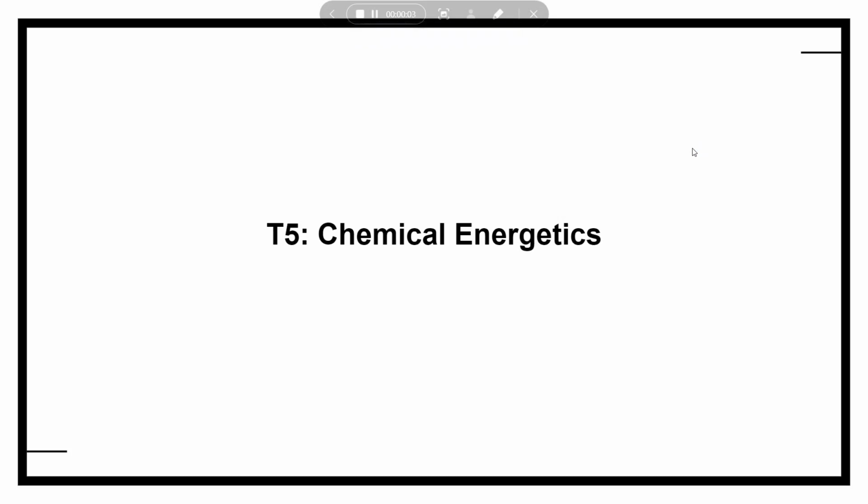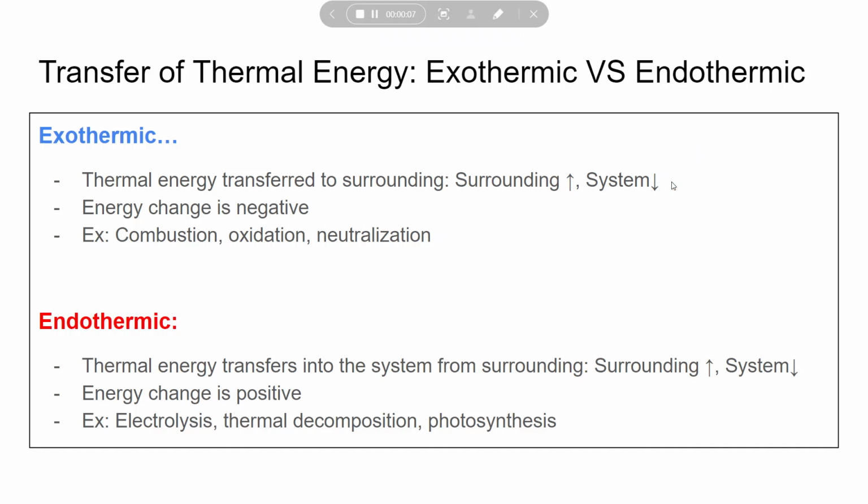In this video, we'll be doing a quick review on topic 5, chemical energetics. All chemical reactions involve chemical bonding, and during this process, the transfer of thermal energy occurs. If the thermal energy is transferred to the surroundings from the system, the reaction is exothermic. The temperature of the surroundings would increase, and the temperature of the system would decrease. And hence, the energy change of exothermic reactions is negative.